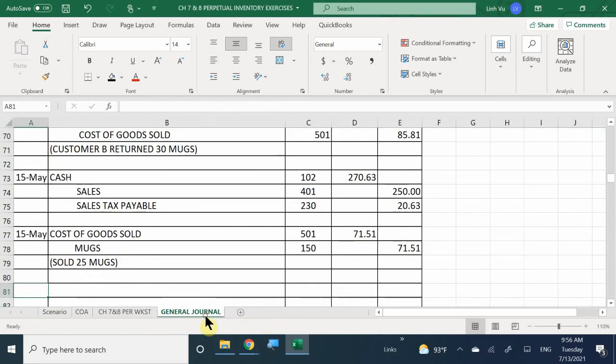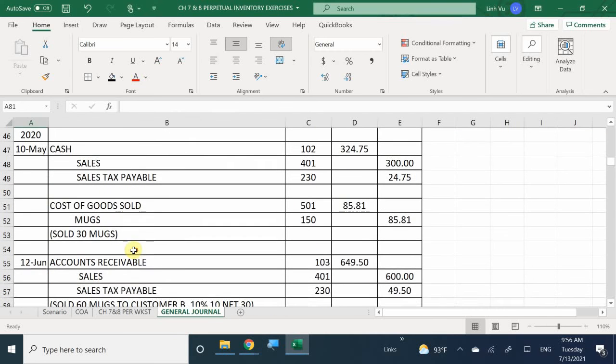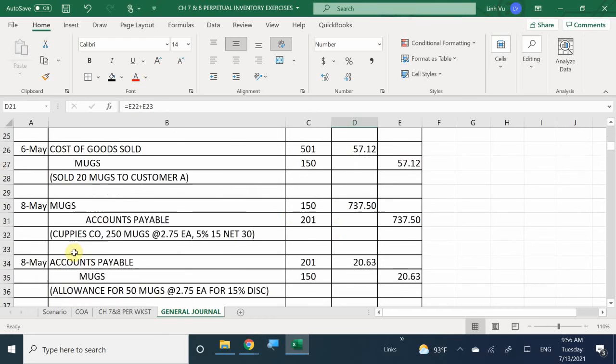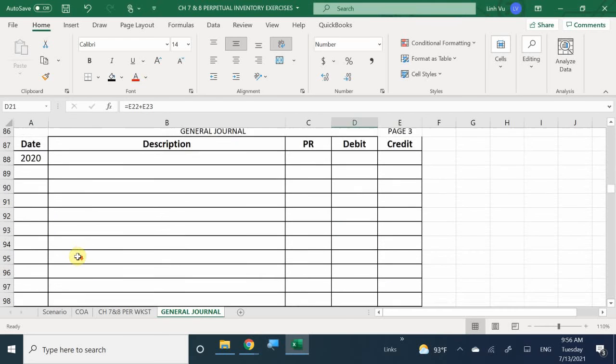So I'm going to go ahead and use my journal to find that transaction on the 6th right here. So how much does customer A owe me in grand total? $216.50. Okay. Did customer A return anything? No, he hasn't returned anything. So that means they owe me exactly $216.50.